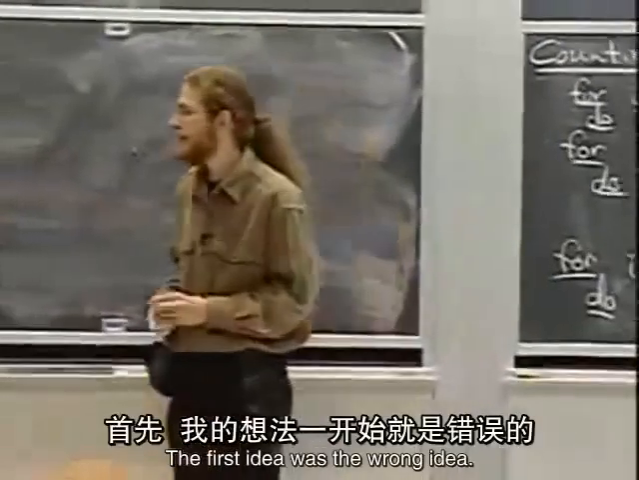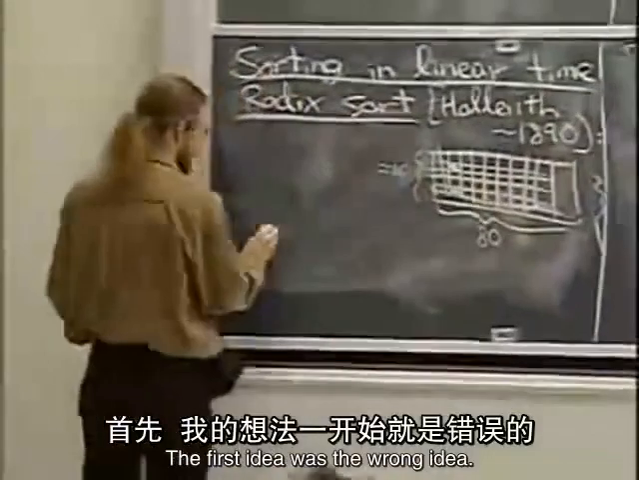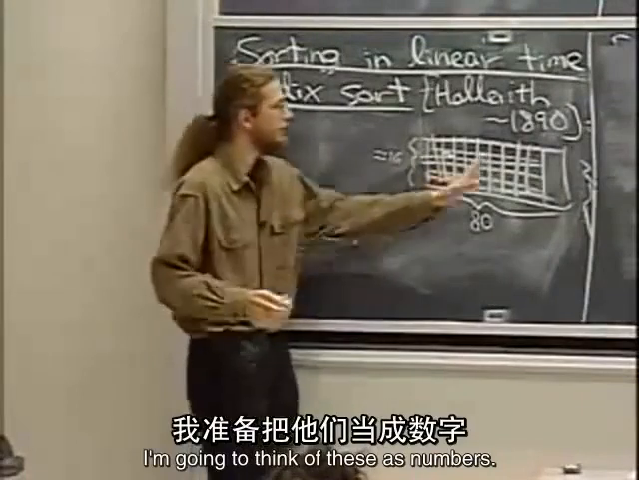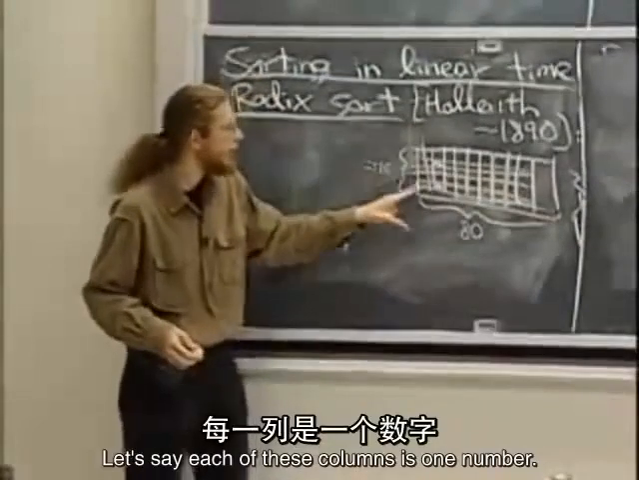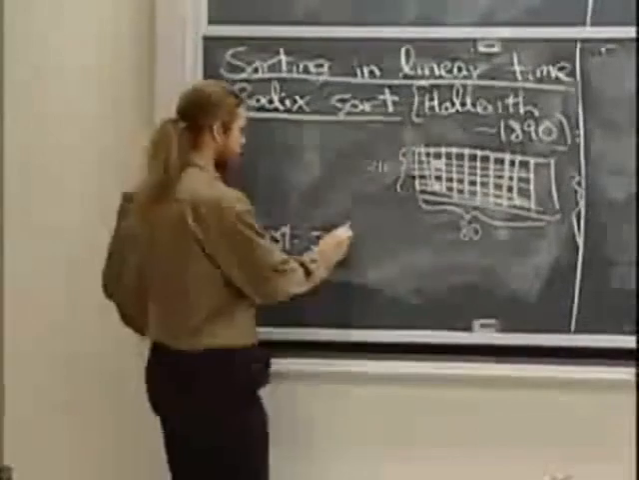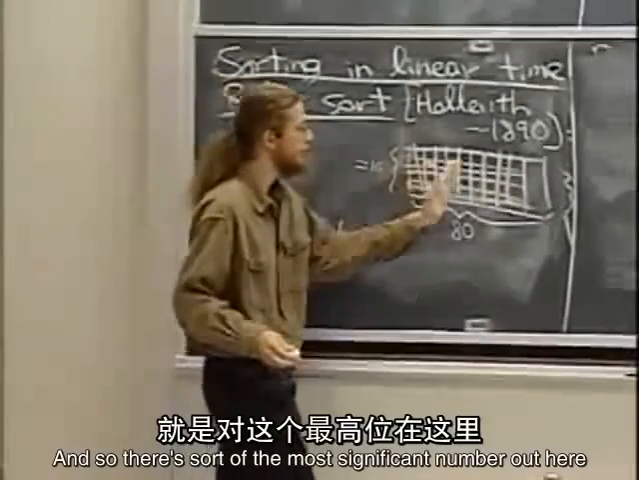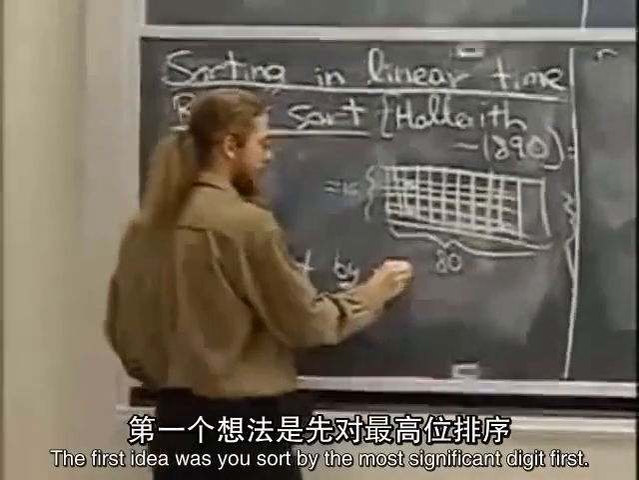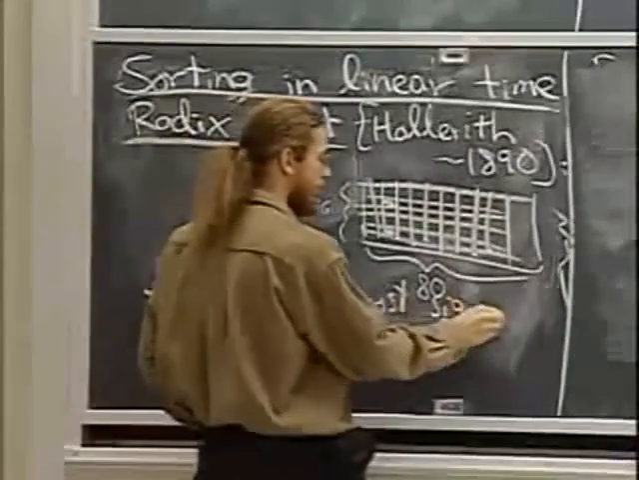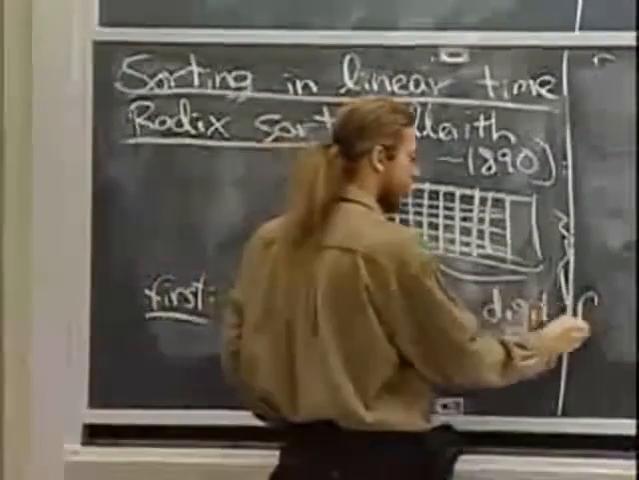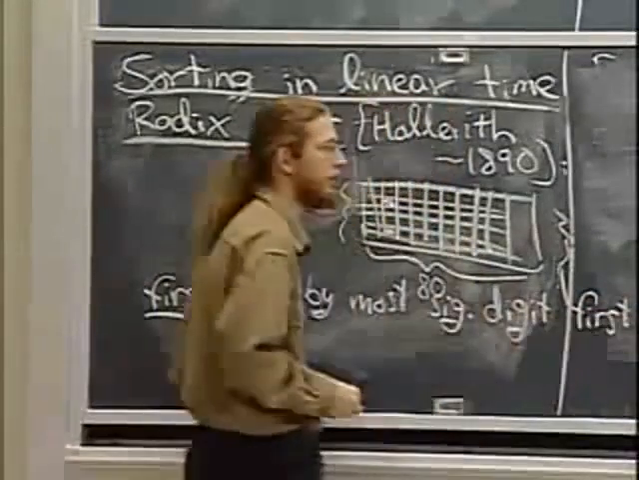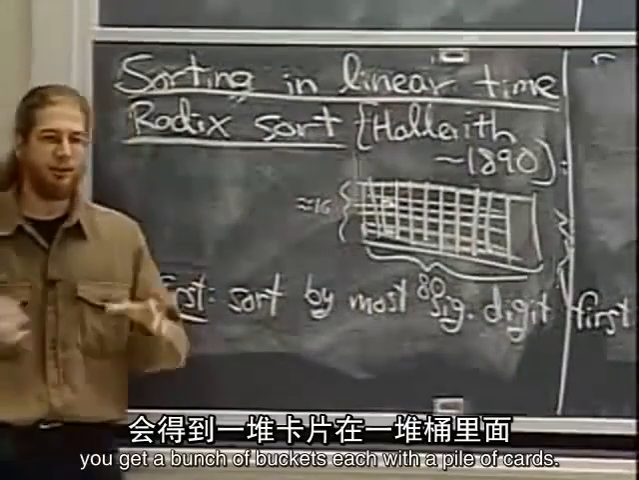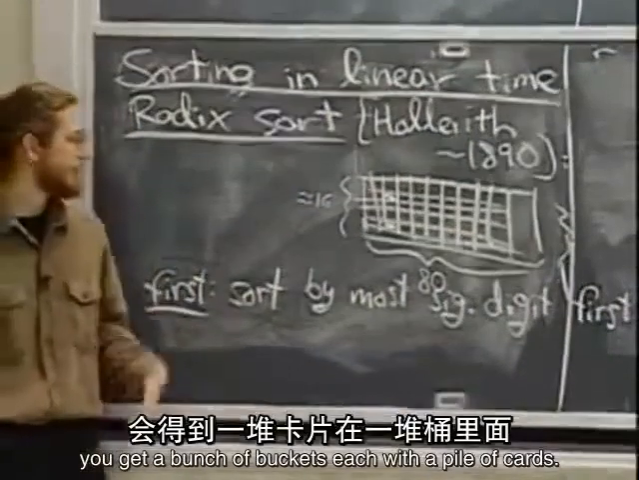The first idea, which is the wrong idea, was to think, well, let's sort. I'm going to think of these as numbers. Let's say each of these columns is one number. There's the most significant number out here, and the least significant number out here. The first idea was you sort by the most significant digit first. That's not such a great algorithm, because if you sort by the most significant digit, you get a bunch of buckets, each with a pile of cards.